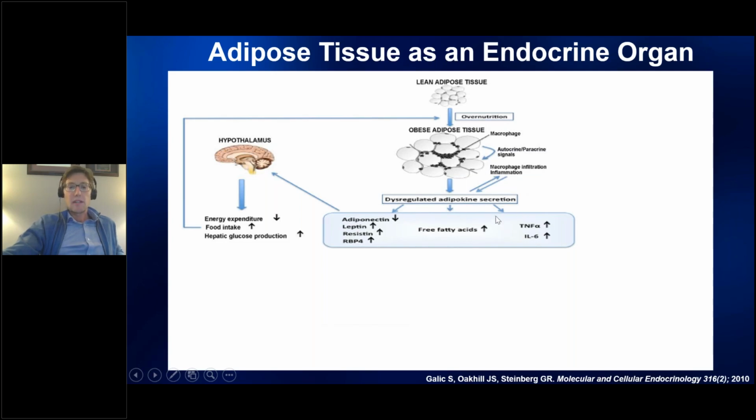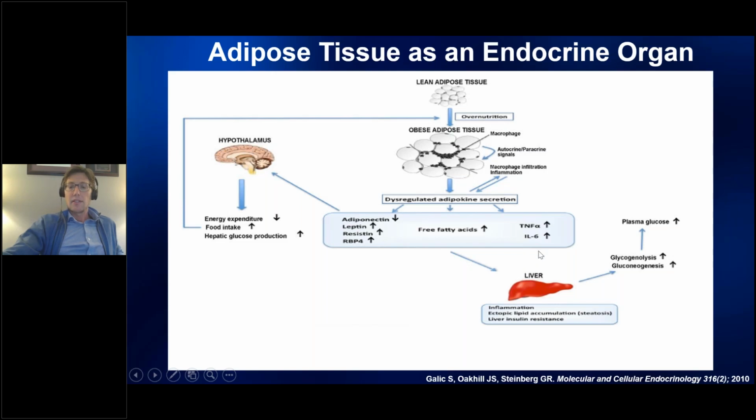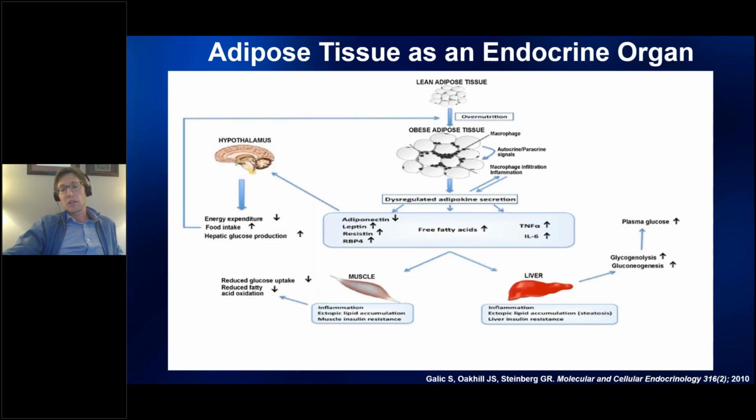In addition, we can have defects in free fatty acid handling, or alterations in the ability of insulin to suppress free fatty acid-induced lipolysis, and of course inflammation. All of these things can lead to the development of liver insulin resistance, inflammation, ectopic lipid accumulation, and elevations in plasma glucose, as well as insulin resistance within the muscle, in turn reducing the uptake of glucose into the muscle, the primary site of glucose disposal. So in this way, adipose tissue is really central to the regulation of glucose control.